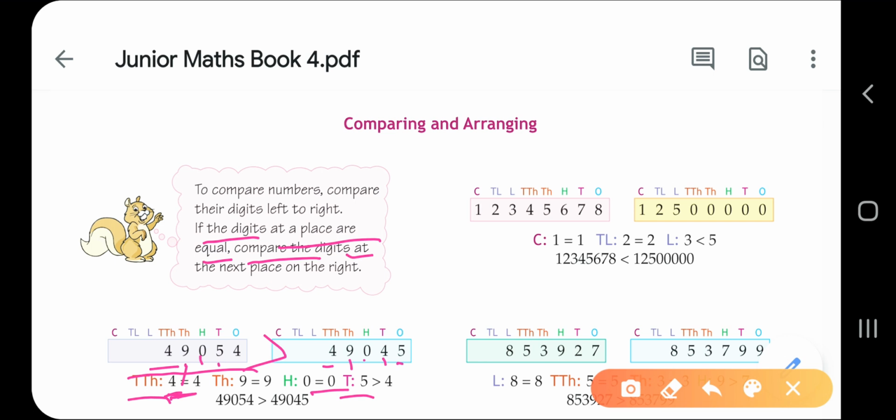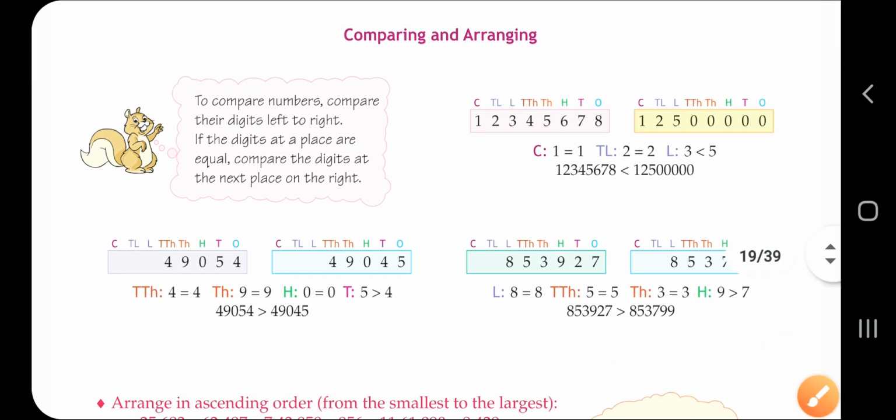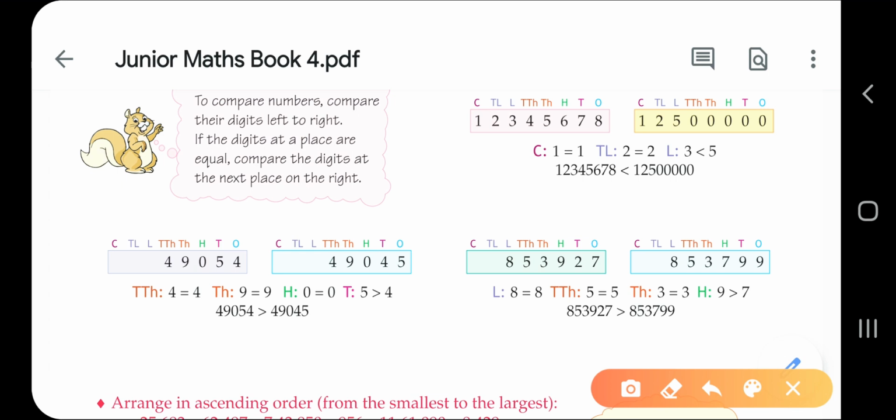Again we will see this by example. In this example, this is the number, and we will compare the numbers from left to right, means from this direction. This is the leftmost number, that is 8, and this is also 8.